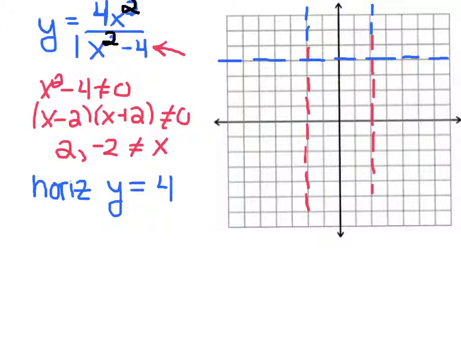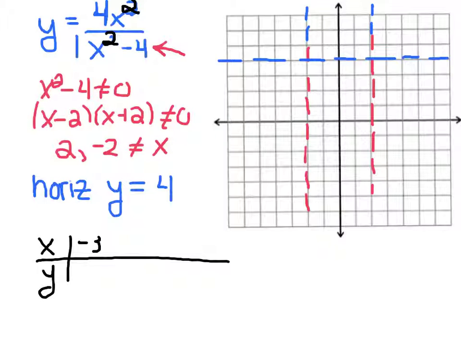So now in making this graph, I need to test points to the left and right of each vertical asymptote. So I'm going to try some points. I'm going to probably try negative 3, positive 3, negative 1, 0, and 1.